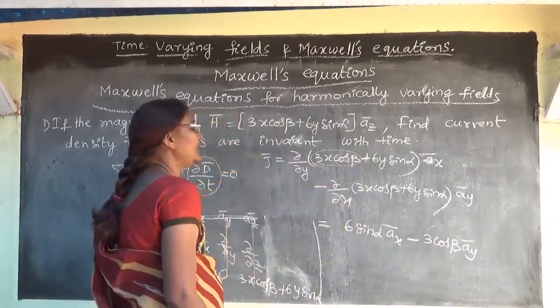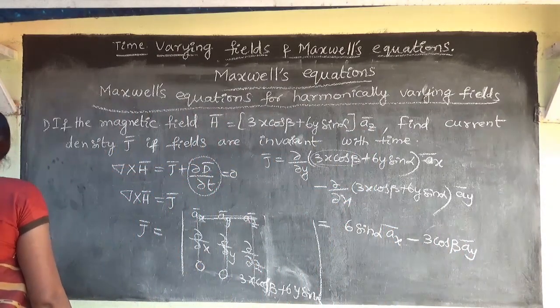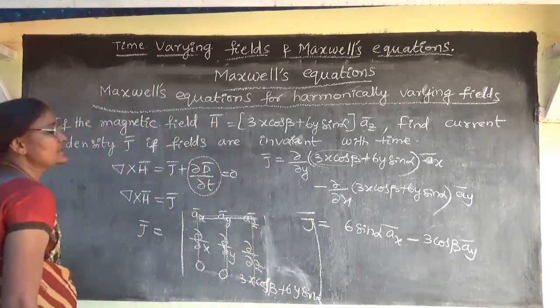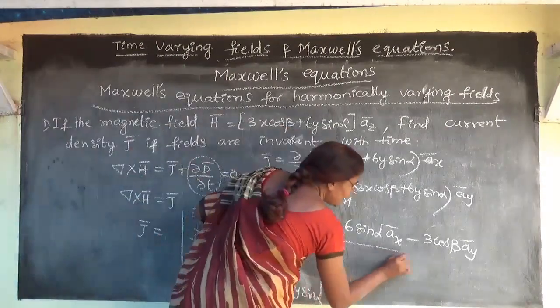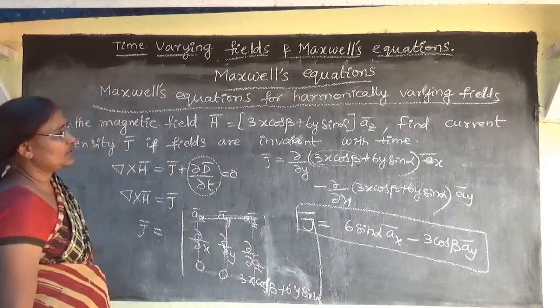So what is the answer then? My J bar will be 6 sin alpha a_x bar minus 3 cos beta a_y bar. This is the current density I will have. So this is about the problem.